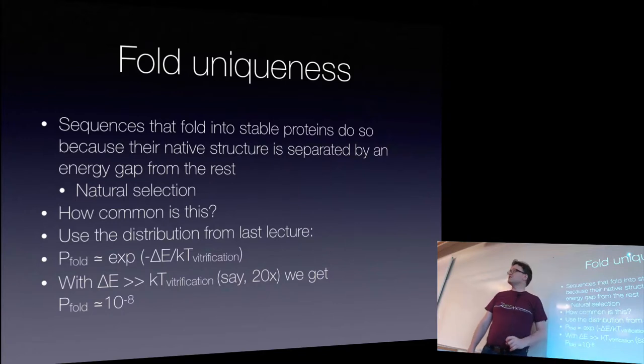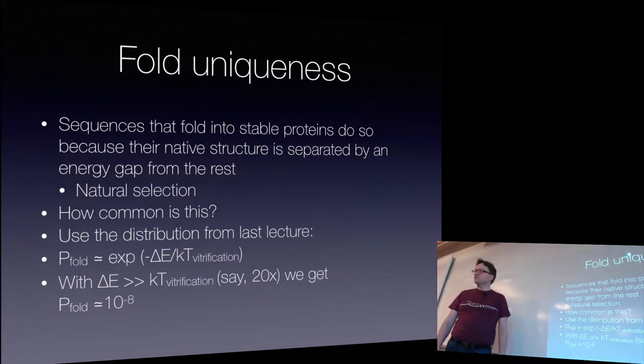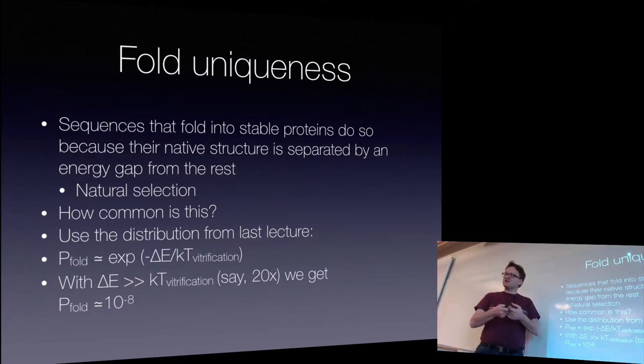And what determines this is very much natural selection. If you were not unique, you would not have a very stable protein, and you could easily get over the barrier. And as bad as the barrier is when we want to fold, the second you are folded, the barrier is what helps us stay folded.